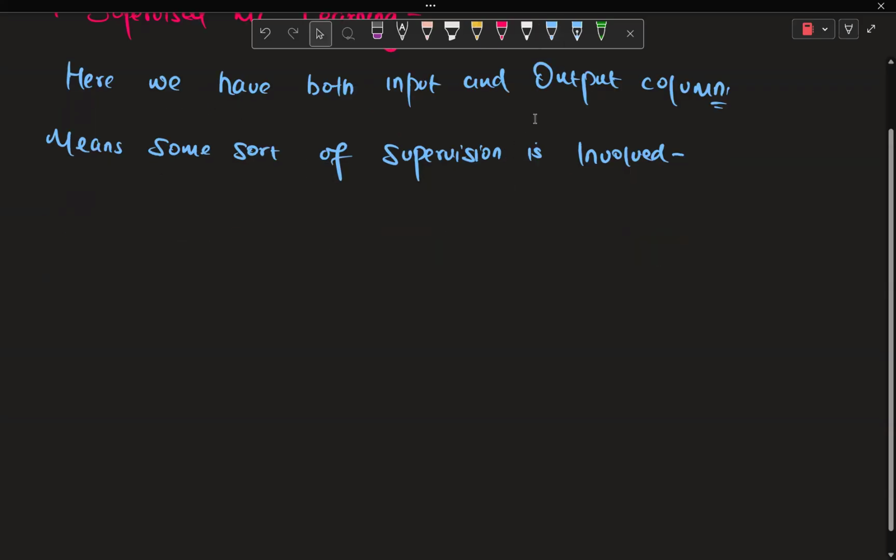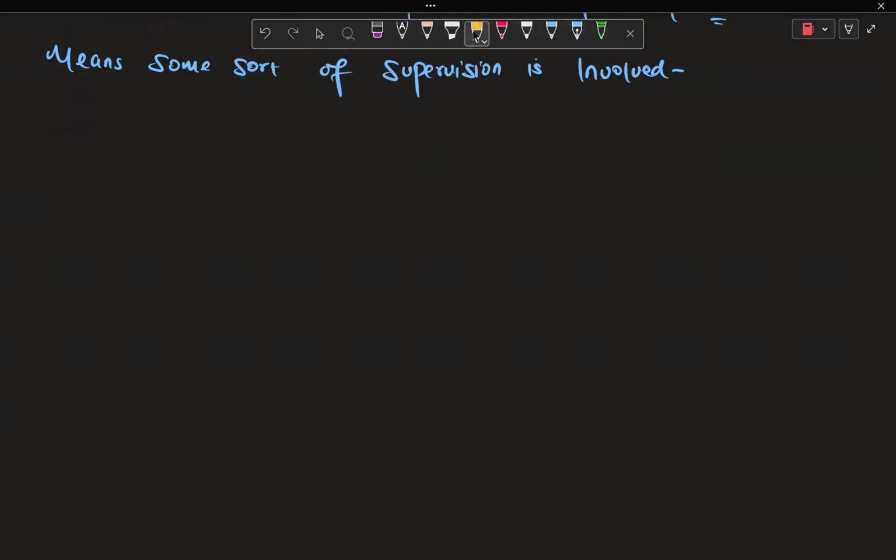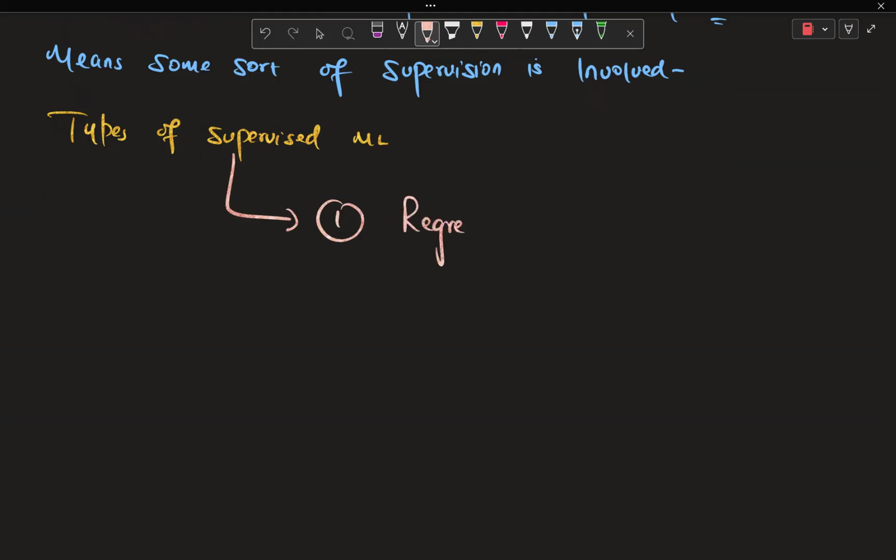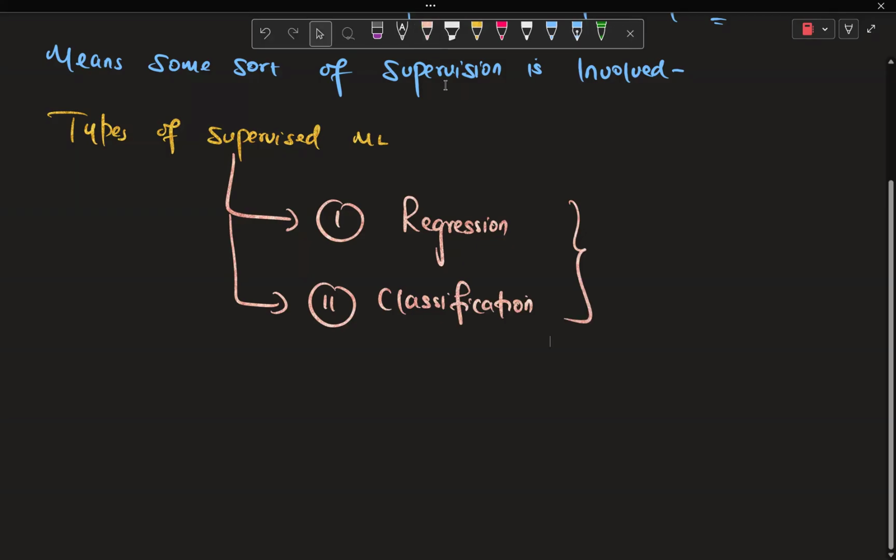Now guys, inside supervised machine learning, you have two types of supervised machine learning. The first type is regression and the second is classification. Regression type and classification type. So we'll first understand what is a regression problem and then we'll understand what is classification.